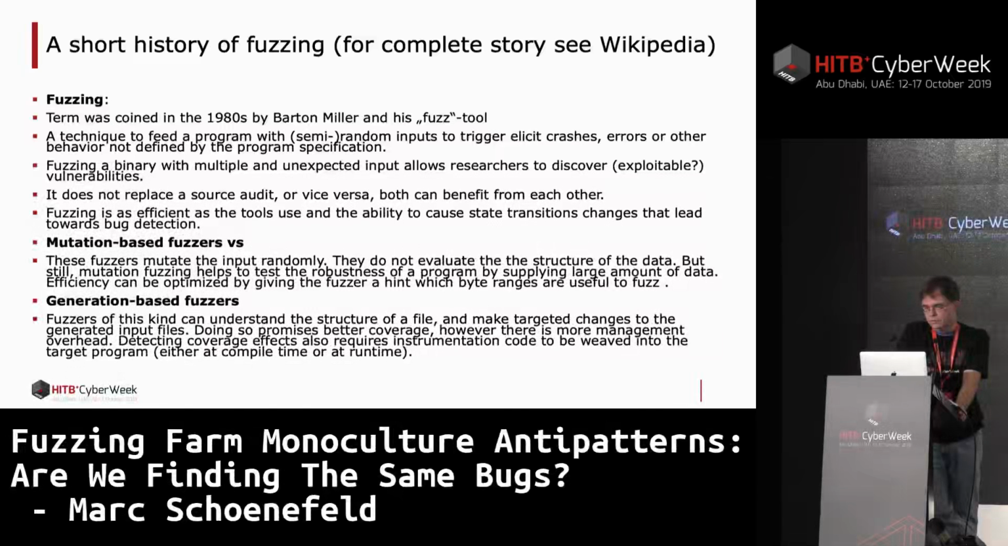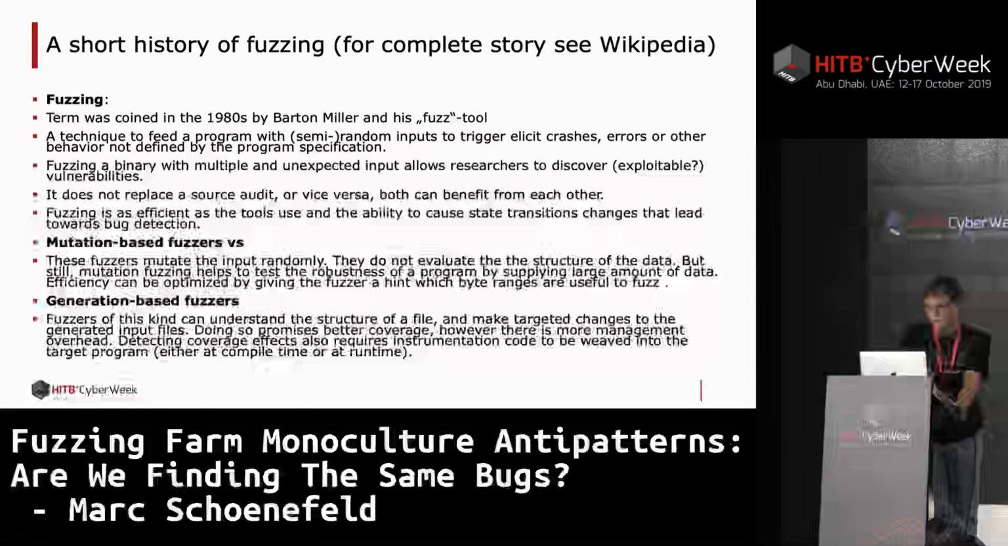The mutation-based fuzzer can benefit a lot from the user who uses it, for example by giving hints which byte ranges are useful to fuzz. If you have free text in a document, that's probably less efficient to fuzz than fuzzing the metadata. And if you know what the metadata is, you probably get deeper into the program functionality and can break it.